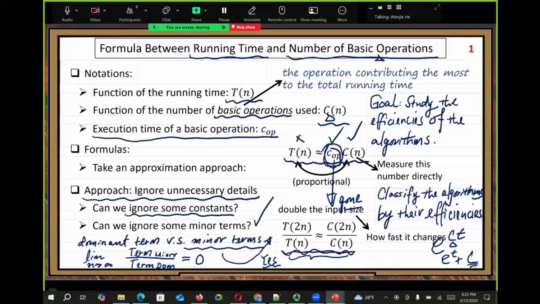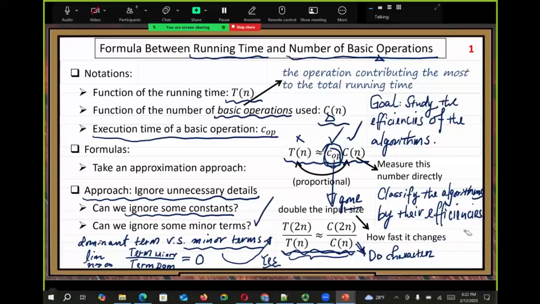So how do we use this formula? We can use the formula to do algorithm characterization.